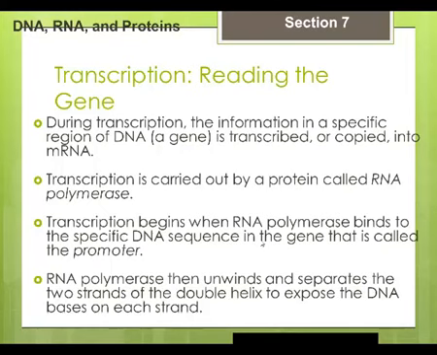As it attaches to the DNA strand, it slowly unzips the DNA, and it ends up causing that strand of DNA to slowly make a copy of each one of the genes. A specific DNA sequence in the gene that goes through this process is called a promoter. So transcription begins when RNA polymerase binds to the specific DNA sequence in the gene, and that actual part of the gene that allows RNA polymerase to bind is called a promoter. RNA polymerase then unwinds and separates the 2 strands of the double helix to expose the DNA bases on each strand.